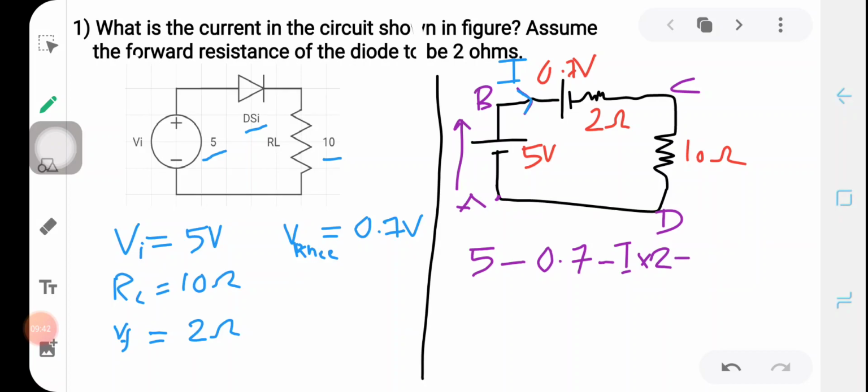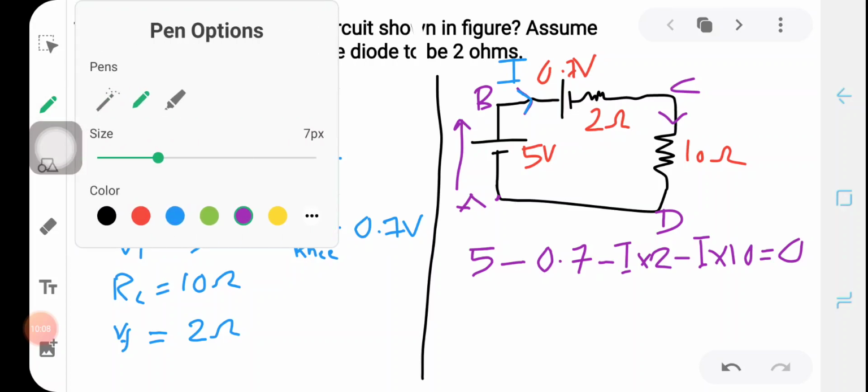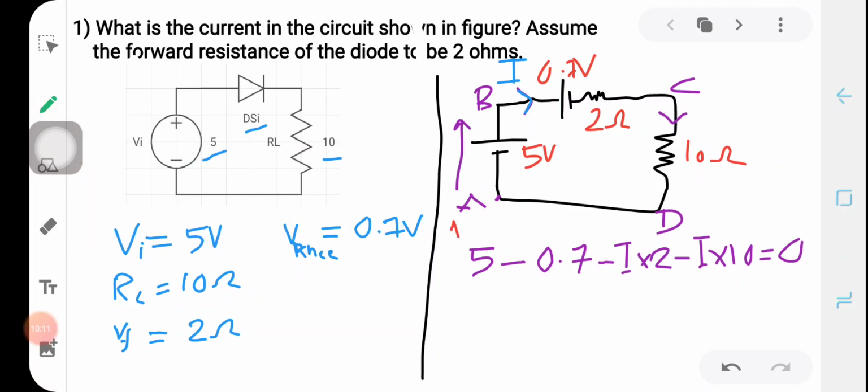Then from C to D, again the current flows in the same direction, and we are moving in the same direction, so it is again represented by a drop in potential. The current through the load resistance is again I, because it is connected in series. So minus I into 10, and the sum is equal to 0 according to Kirchhoff's voltage law. That means we are applying KVL, Kirchhoff's voltage law, to this circuit.